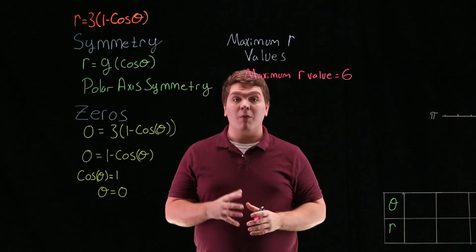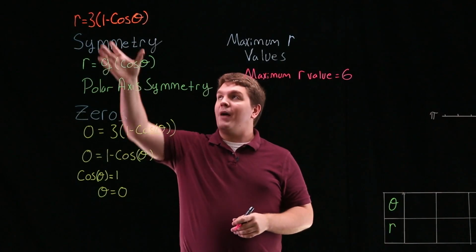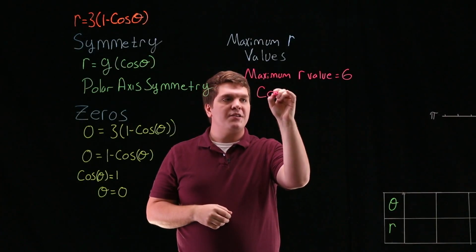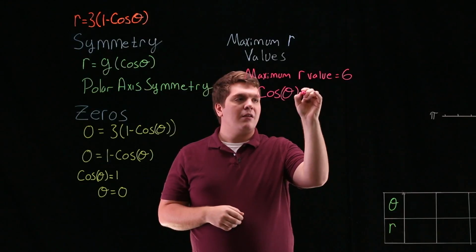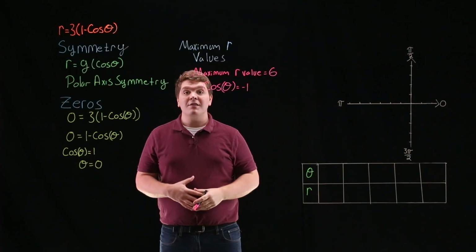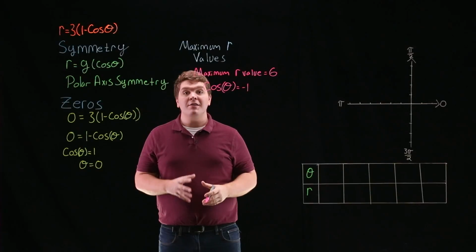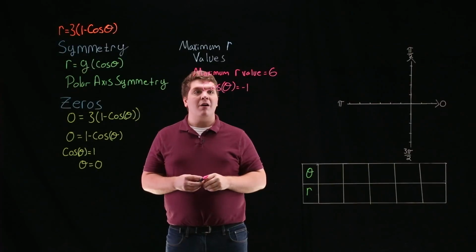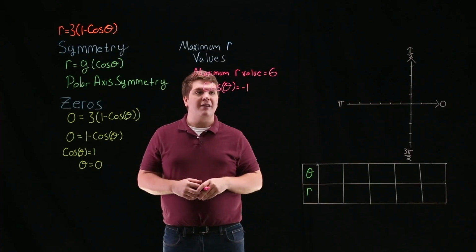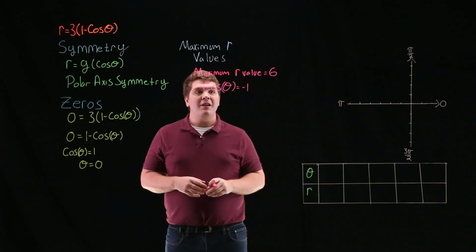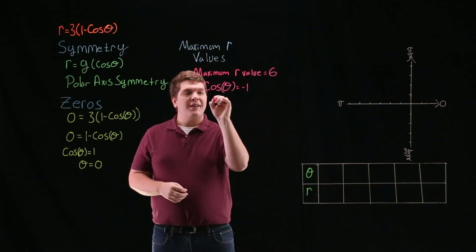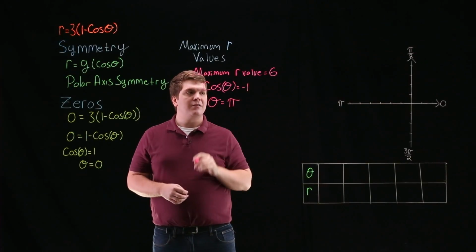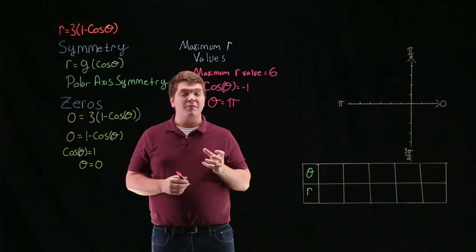Now let's go ahead and find out where this occurs. The maximum is going to happen when cosine of theta equals -1. So let's solve the equation cosine of theta equals -1. Since we have polar axis symmetry, we're only concerned with values of theta between 0 and pi. Referring to the unit circle, we'll see that theta has to be pi for cosine of theta to be equal to -1 on this interval from 0 to pi.